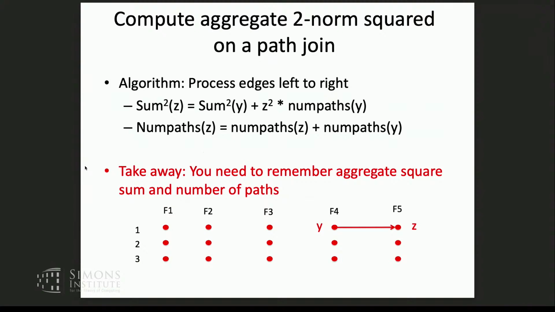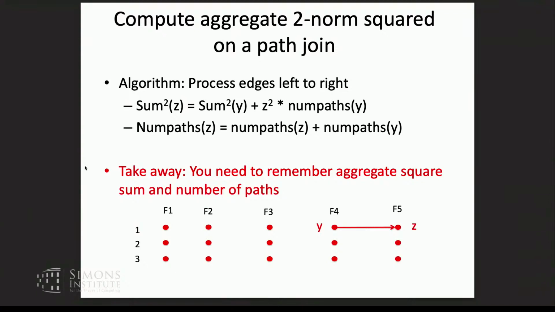All right, so how am I going to compute the two norms squared? As a warm-up, let's look at a path query. Again, I want to compute the sum of the squares of the attributes on the path. So let's just think about an edge here going from y to z, and I'm extending my sum when I'm at y to z. So what is my sum of the squares at z going to be?